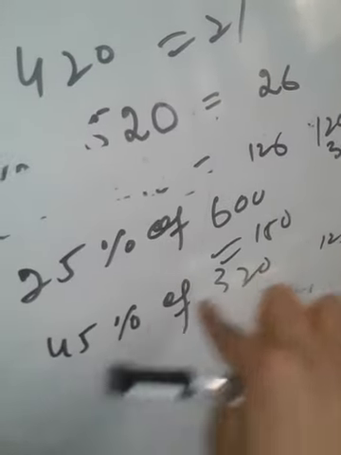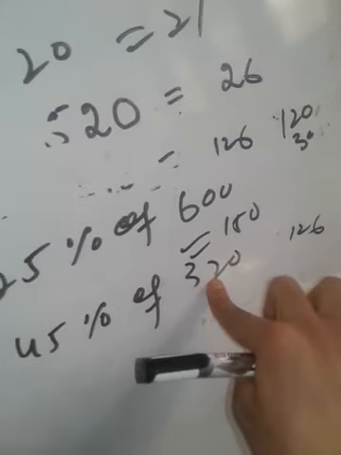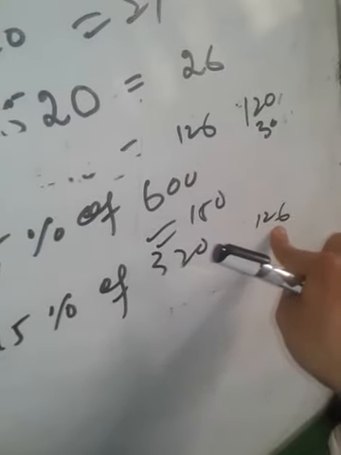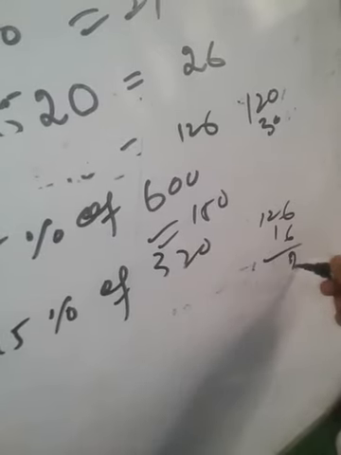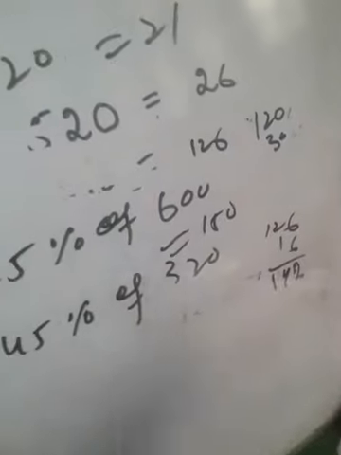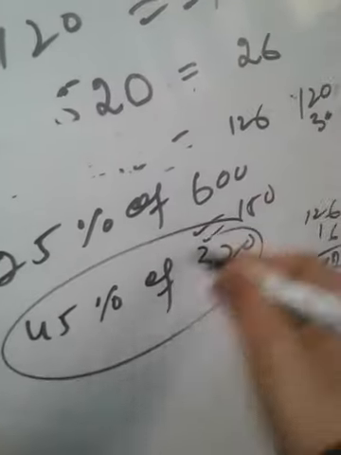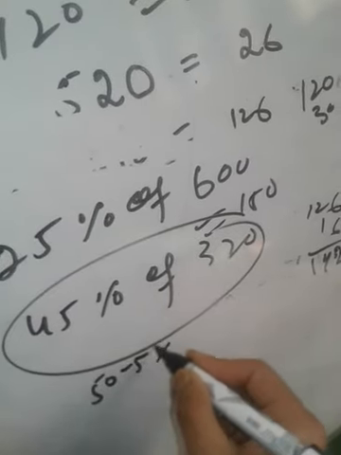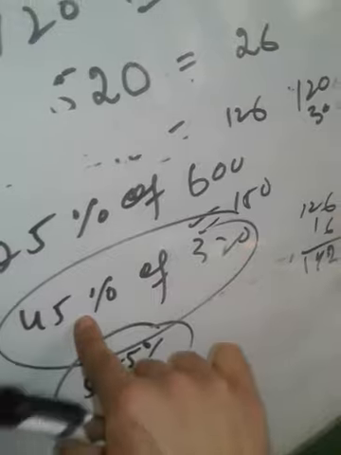So what is 5%? 10% is 32, and 5% is 16. You add up this 16. This is one method. Again, you can do it as 50% minus 5%. Can we? Yes, we can. 50% minus 5% is 45%.